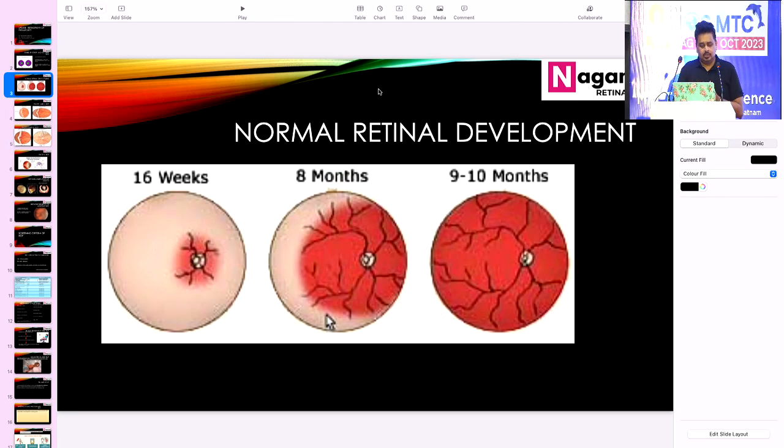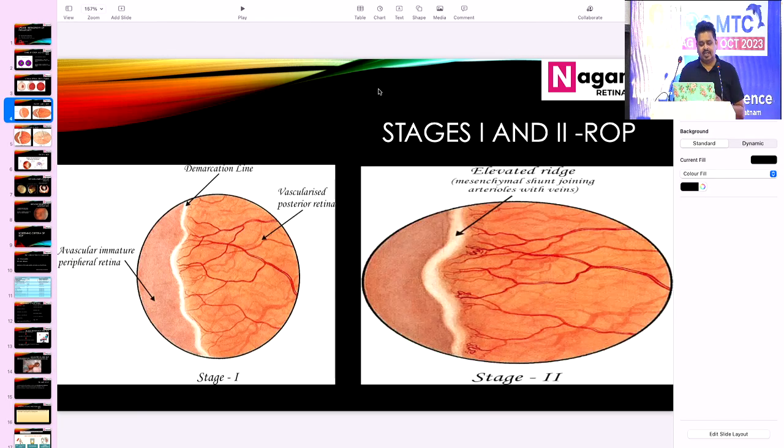Coming to the normal development, by about 16 weeks, central zone 1 is vascularized, zone 2 by 8 months, and by 9 to 10 months, the whole retina is vascularized.